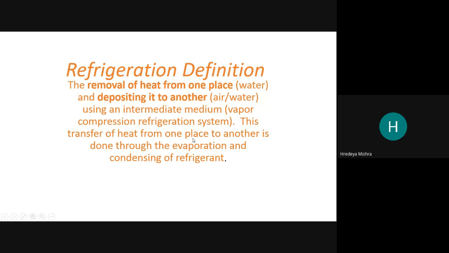Refrigerant is the liquid which we use for the refrigeration, one whose boiling point or evaporation point is very low. Okay.